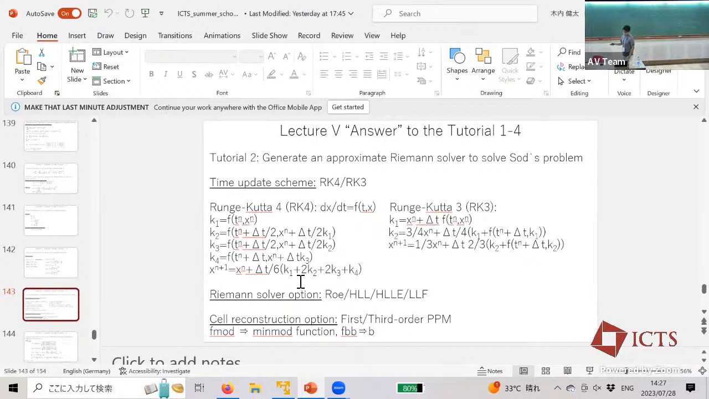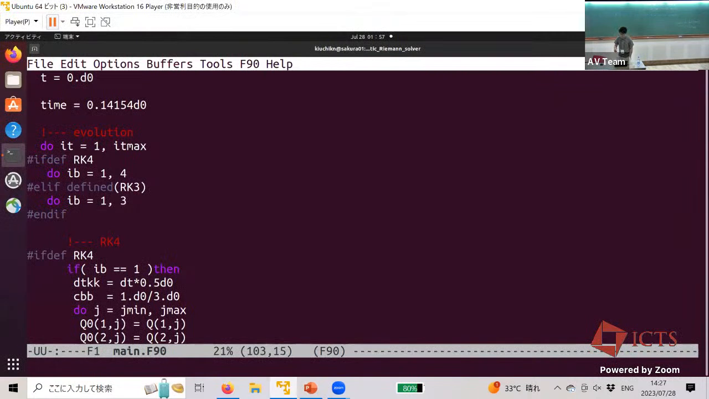So 4 iterations means that you need 1, 2, 3, 4 times of the calculation, right? And for the RK3 case, the structure is more or less similar, but here there is an IB, meaning that the IB runs through 1, 2, 3, which means that you need 3 iterations during 1 time step, right? So if IB equals 1, this is the first iteration.